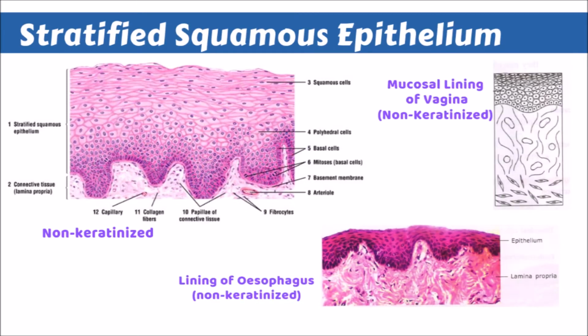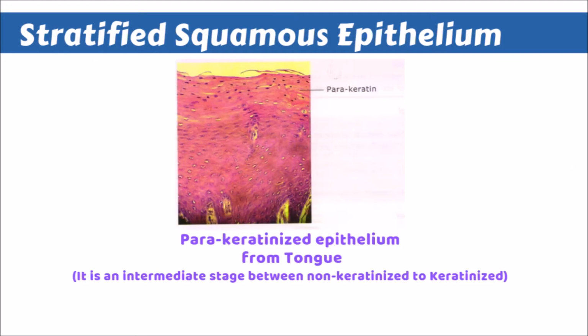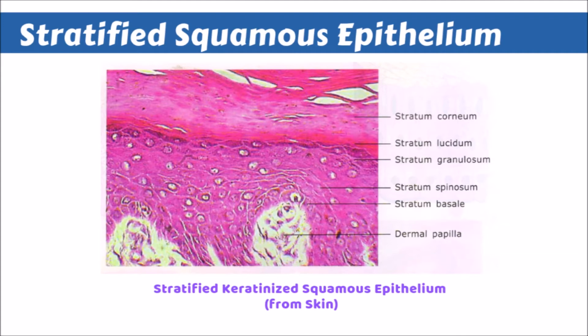Other examples of such non-keratinized squamous epithelia can be observed in the mucosal lining of the vagina and the lining of esophagus. There is parakeratinized epithelia which can be observed on the tongue, and it is an intermediate stage between non-keratinized and keratinized. Then finally, the keratinized squamous epithelia can be observed in the skin.